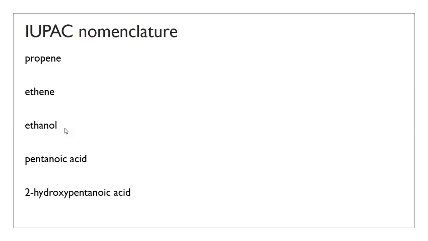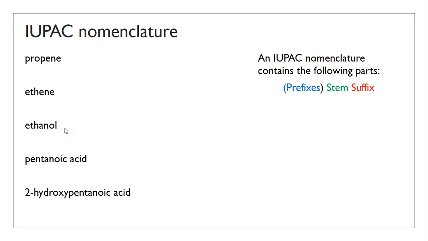Let's start with what I mean by suffix, prefix, and stem. These are some examples of IUPAC nomenclature: propene, ethene, which I don't know whether any of you have heard of, ethanol, pentanoic acid, and 2-hydroxy-pentanoic acid. At the very least, every IUPAC name must contain the stem and the suffix, and sometimes they have prefixes as well.